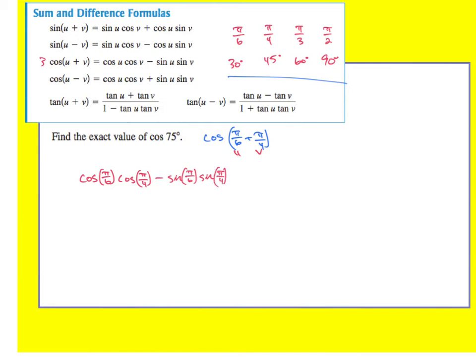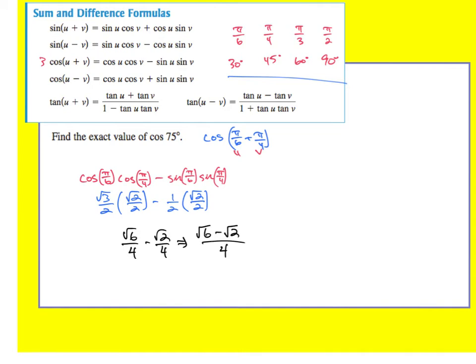So now I'm ready to use my unit circle. What's the cosine of pi over 6? Square root 3 over 2. What's the cosine of pi over 4? Square root 2 over 2. What's the sine of pi over 6? 1/2. What's the sine of pi over 4? Square root 2 over 2. So when we multiply together, I get square root 3 over 2 times square root 2 over 2, which is square root 6 over 4, minus square root 2 over 4, which happens to be square root 6 minus square root 2, all over 4.